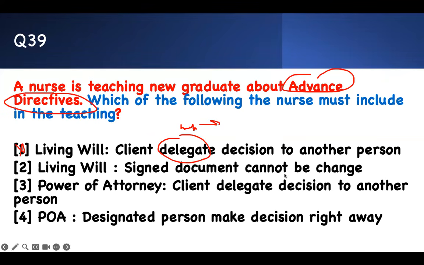Living will, signed document cannot be changed? It can be changed. The word is cannot. Absolutely no. Power of attorney: I assign somebody to make a decision with me, for me, when I'm not available. The person is going to make a decision based on my best interest if I'm not able to. So client delegates decision to another, yes, and that person makes a decision when the client cannot in the future. The designated person makes decisions not right away, but when I'm not able to. So number 3 is the right answer.